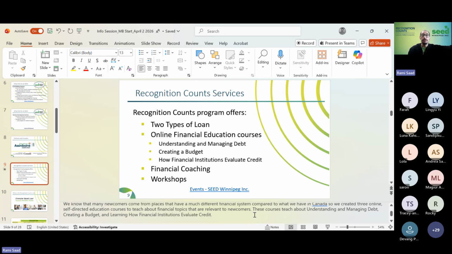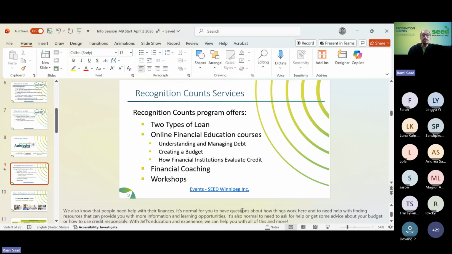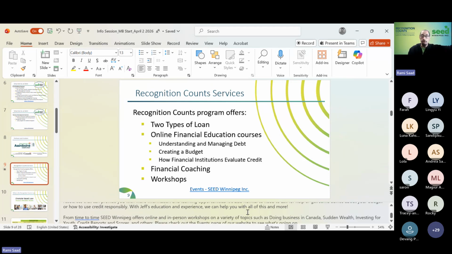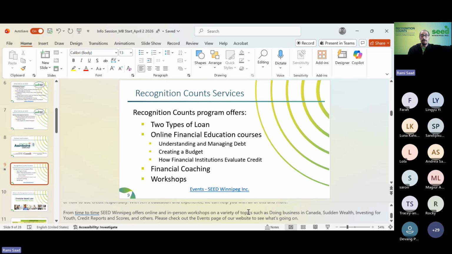And we do have workshops. We do them on a monthly basis or maybe every other month, separate from the information sessions. Those are different workshops about credit history and credit reports. You will also get financial coaching from the loan coordinator, Jeff, who has over 20 years of finance experience working in banks and credit unions. You can always find the workshops in the events section of our website, and the homepage will tell you about the coming events. We sometimes do other workshops such as Sudden Wealth and Investing for Youth. This is not just with RC, this is SEED Winnipeg in general. And as we said, all our services are free.